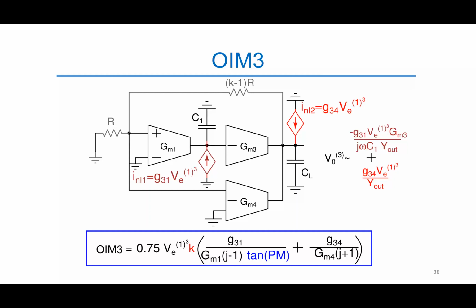Note that the dependence of the distortion on the phase margin in this case is much weaker than the case of the Miller compensated op-amp. This is because the second stage of the feed-forward structure is not constrained to supply large currents to the capacitive load, unlike its Miller counterpart.